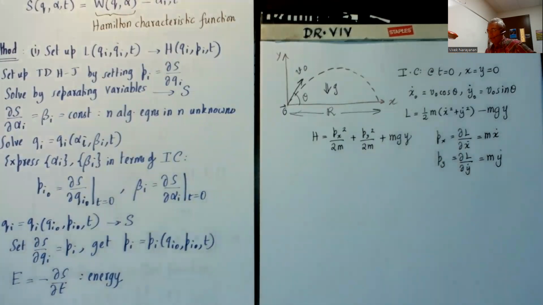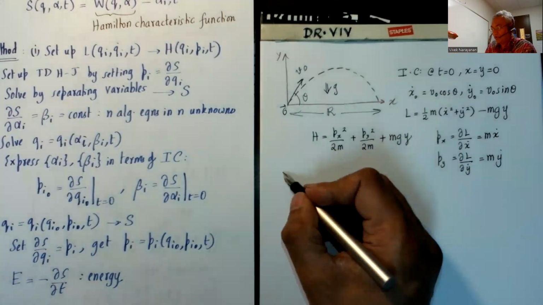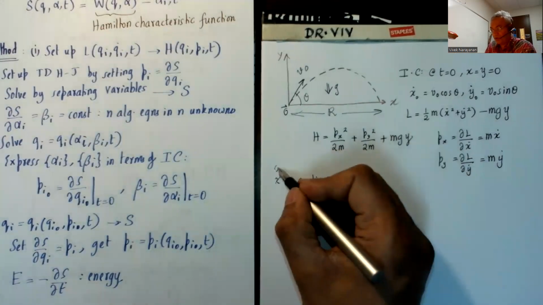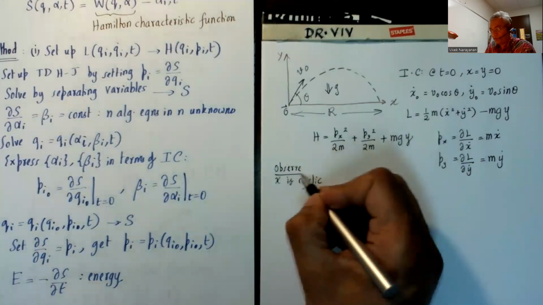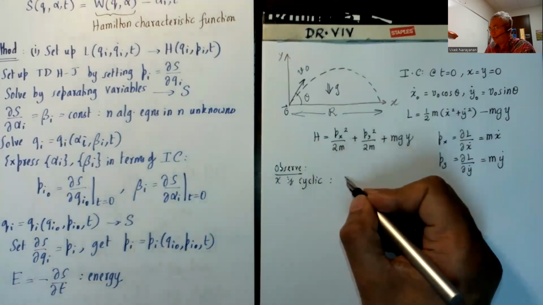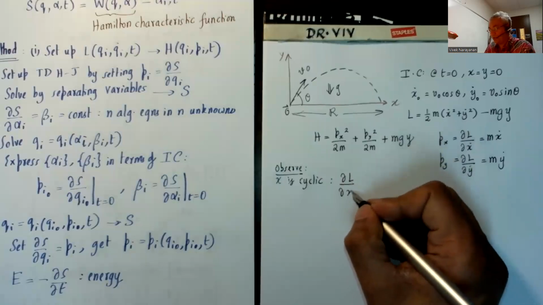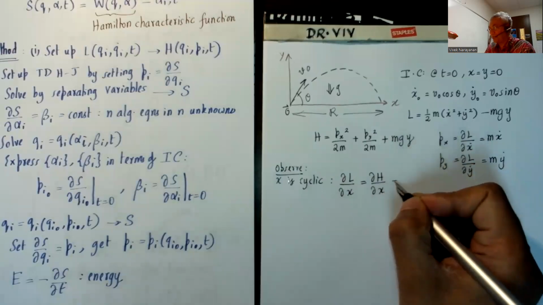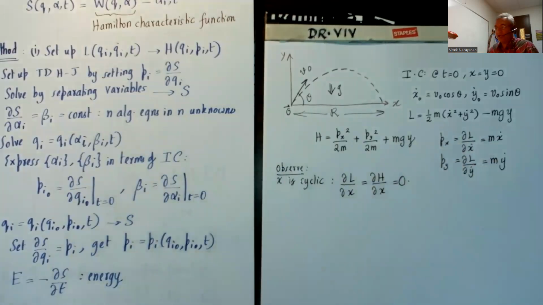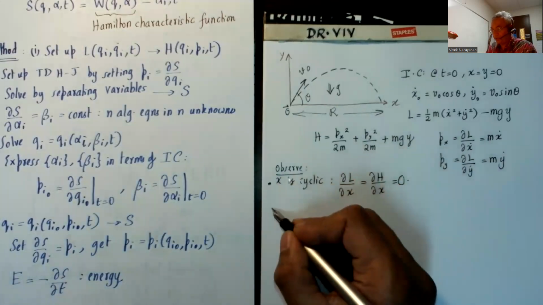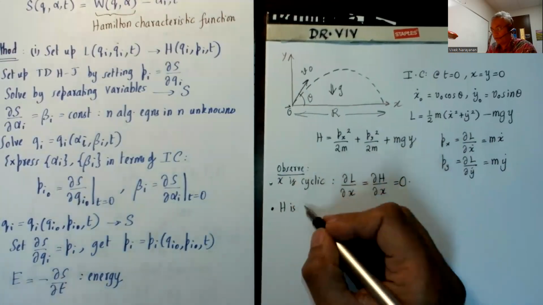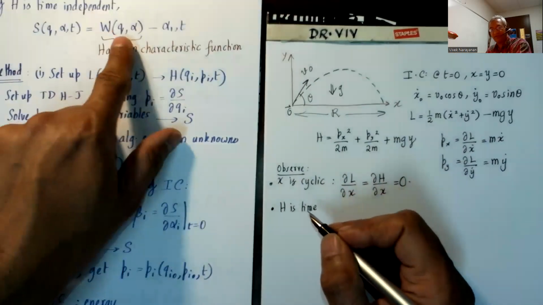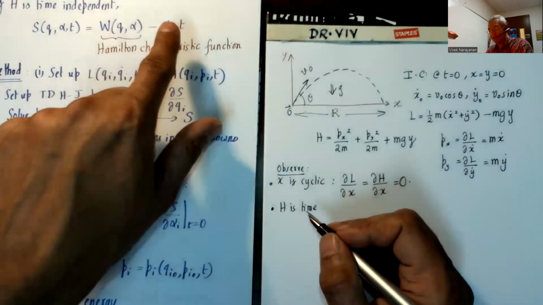Now observe that x coordinate is cyclic. So I'll say observation. Cyclic coordinate means that the Lagrangian does not depend on x, and neither does the Hamiltonian. We also note that H is time independent. So the second observation is that H is time independent. So we can use this business of writing it as the Hamilton characteristic function minus alpha 1 times t.